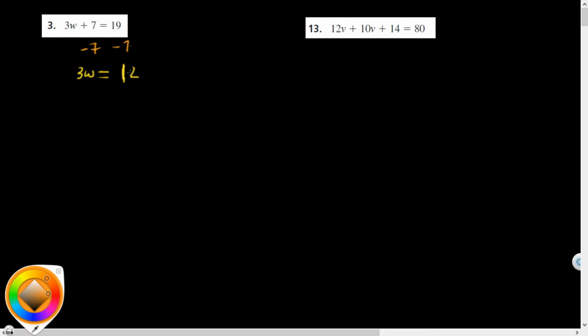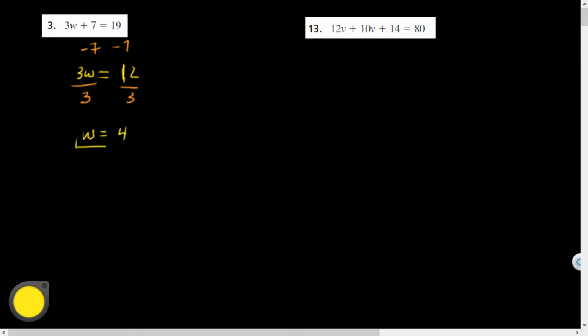And let's see. So now I've simplified this to a one-step equation. So W is being multiplied by 3. What's the inverse of multiplying by 3? Division by 3. So I'll divide both sides by 3. And I'll get 3W divided by 3 is just plain old W equals, and 12 divided by 3 is 4.